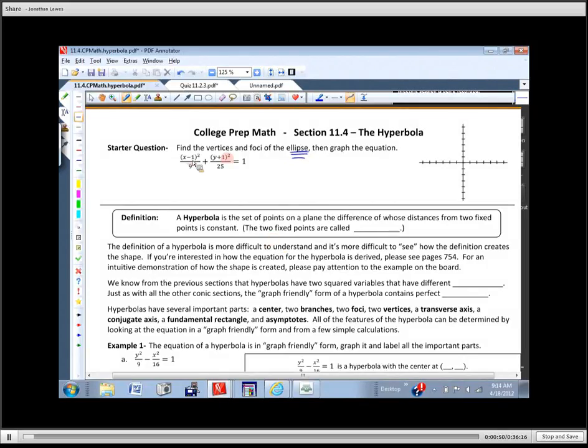Okay, then we'd figure out where the center is. The center is at 1, negative 1. So 1, negative 1, we're right there. And then we're going to go 3 units in the x direction. 1, 2, 3. And we're going to go 3 units in the other x direction. And then 5 units in the y direction. So 1, 2, 3, 4, 5, right here. 1, 2, 3, 4, 5, right there.